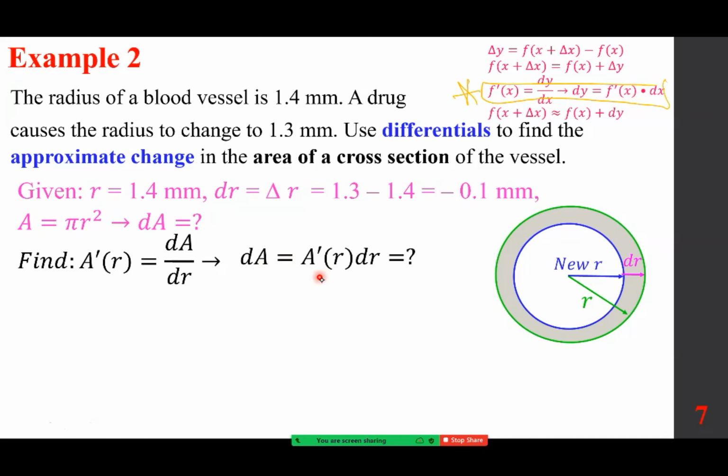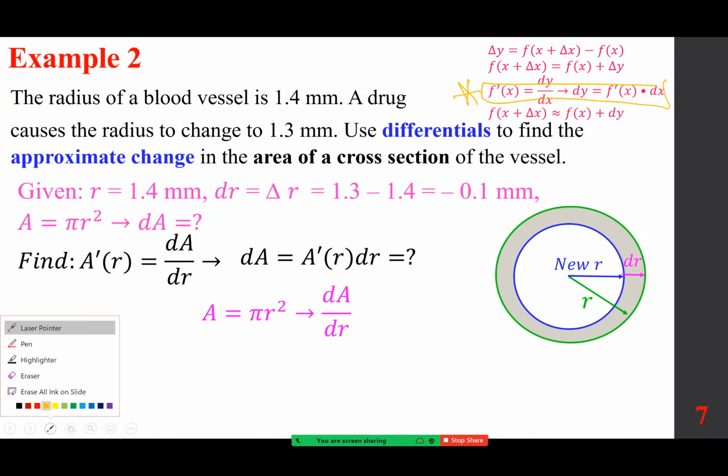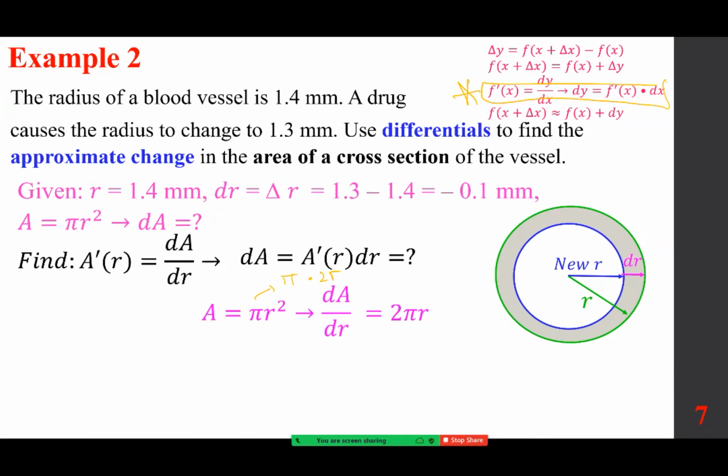So to find A prime of r, let's use A equals pi r squared and differentiate it. And to differentiate that, of course, pi is a number. R squared gives you 2r, so it becomes 2 pi r.